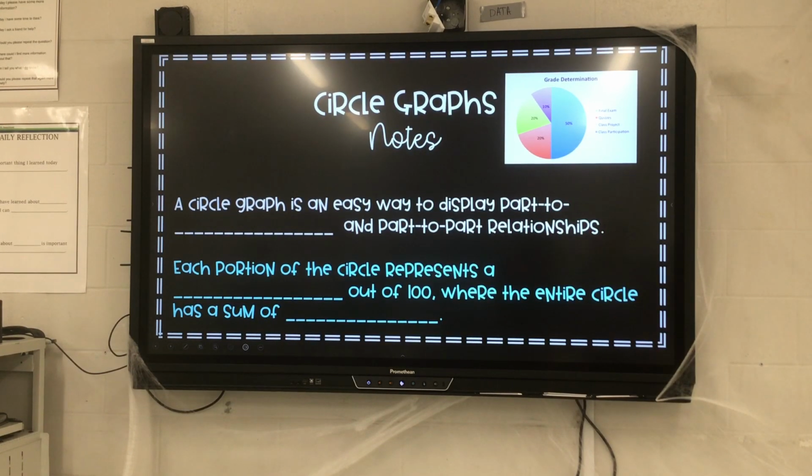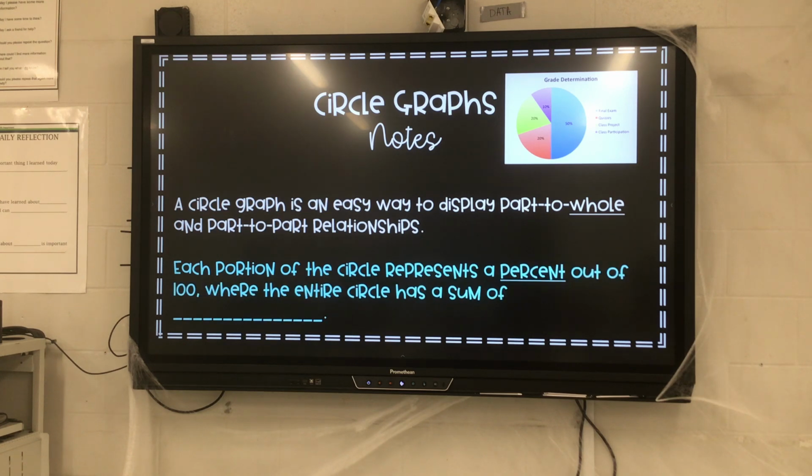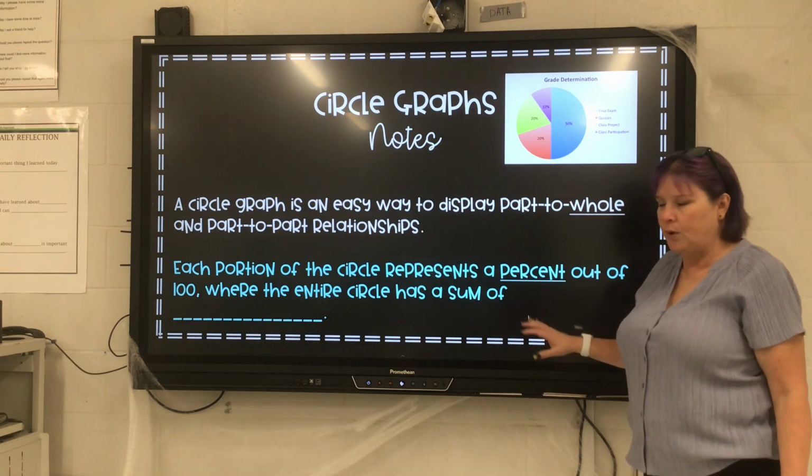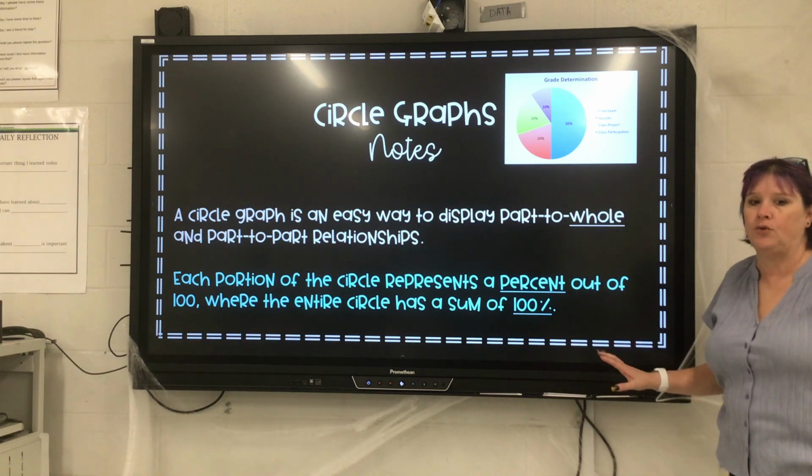Okay, today we're doing circle graphs. Circle graphs are not much different than what we did yesterday. A circle graph is an easy way to display part to whole, and part to part relationships. Each portion of the circle represents a percent out of 100, where the entire circle has a sum of 100. That is important, where the entire circle has the sum of 100.